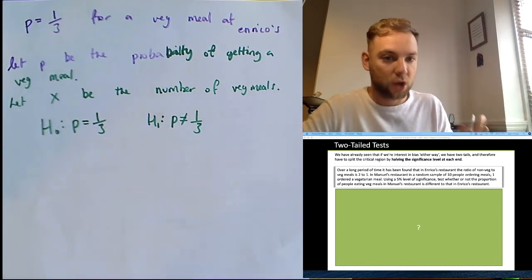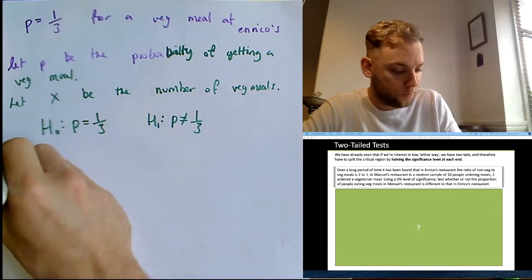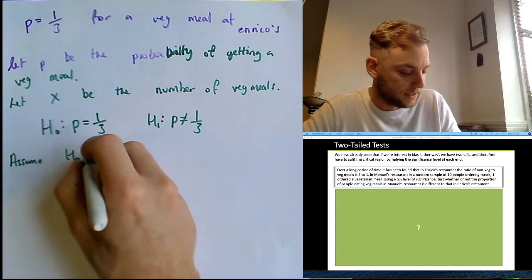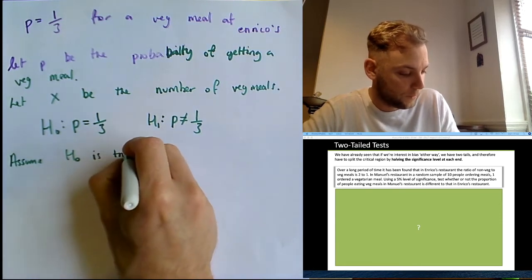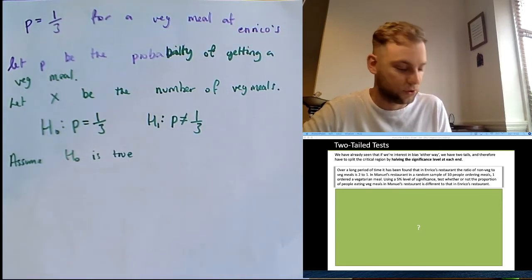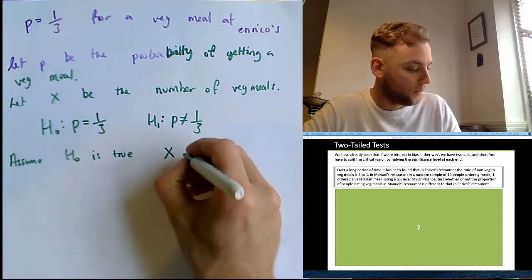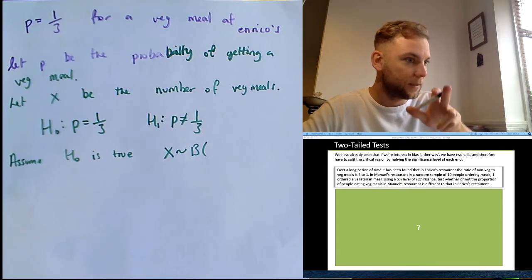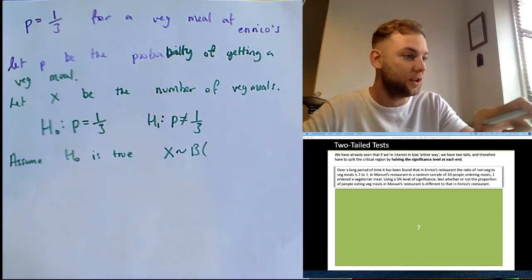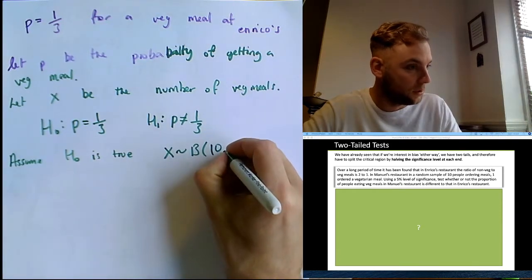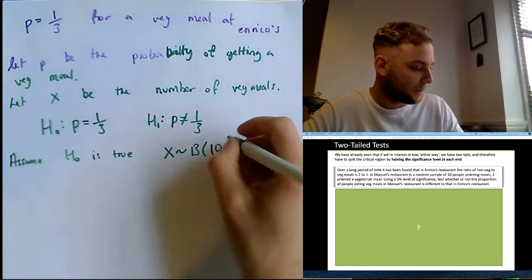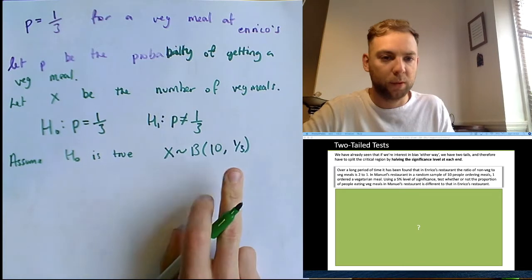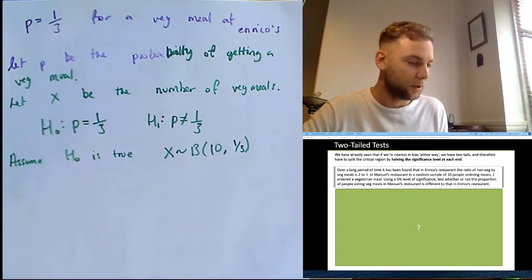Okay, so we assume that our null hypothesis is true. And then we know that it follows a binomial distribution with, well, how many tests did we do? We did 10 people. So 10 people and a probability of 1/3. I'm not going to put 0.3 recurring, we're going to get something weird there. I'm going to put a third.